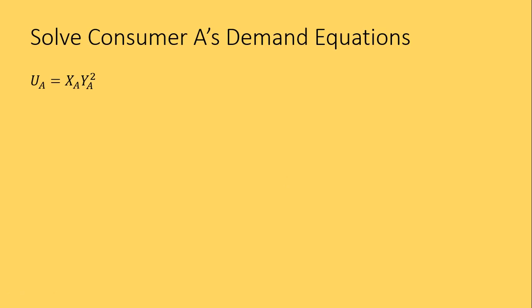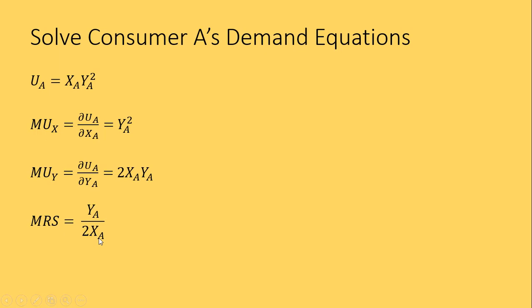So let's start by solving consumer A's demand equations. We'll get a couple of marginal utilities here, the marginal utility of X and the marginal utility of Y. I'll form the marginal rate of substitution, which is the marginal utility of good X divided by the marginal utility of good Y. After simplifying that, the marginal rate of substitution simplifies down to this. We'll set the marginal rate of substitution equal to the ratio of the price of good X to the price of good Y. In order to maximize utility, this condition must hold. So the marginal rate of substitution, as we just solved, is this on the left-hand side.